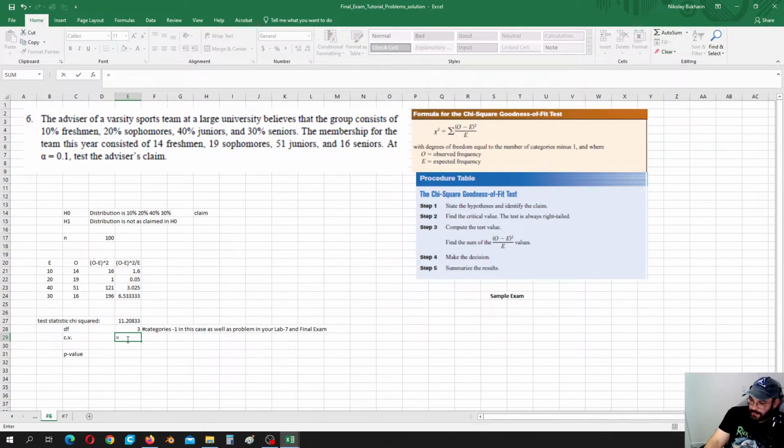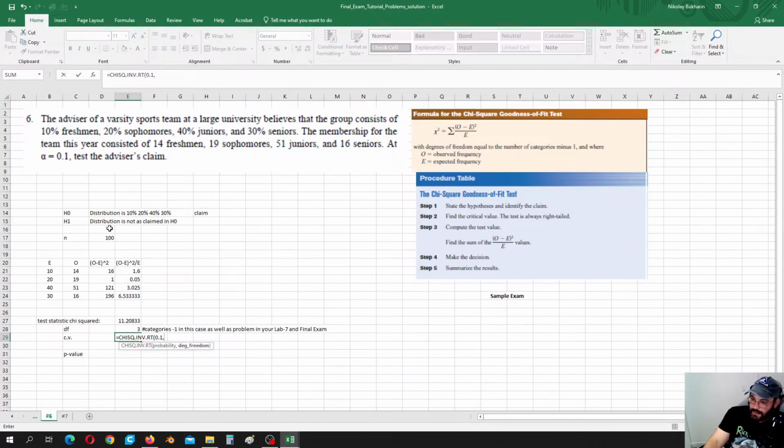Okay, here we have the critical value, so the chi squared distribution, and we need to take the inverted area, right tail. Okay, inverted right tail, and probability 0.1. And degrees of freedom in this case, and in your problem in lab number 7, as well as on the final exam, the degrees of freedom is just the number of the categories minus 1. This is a one-dimensional problem.